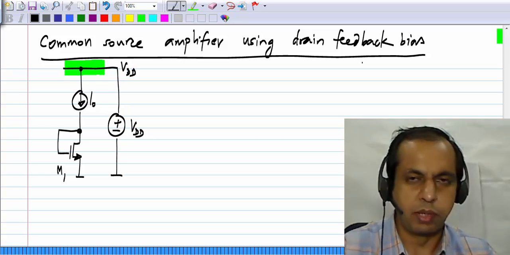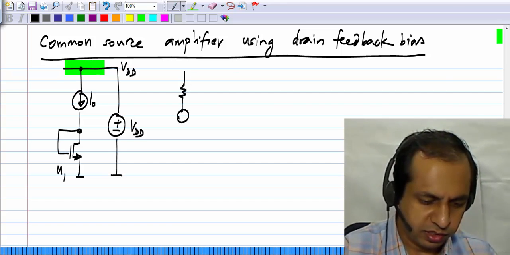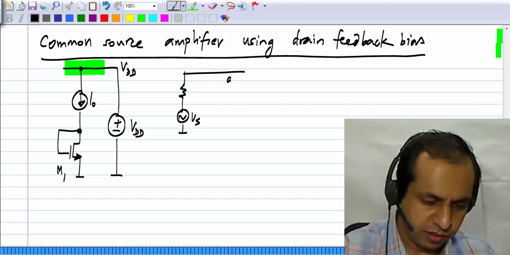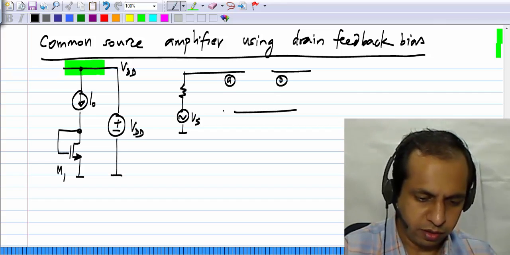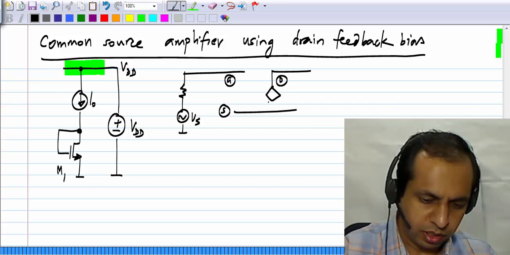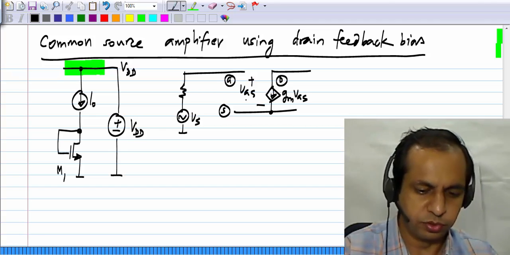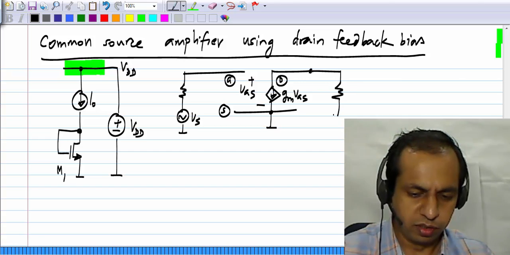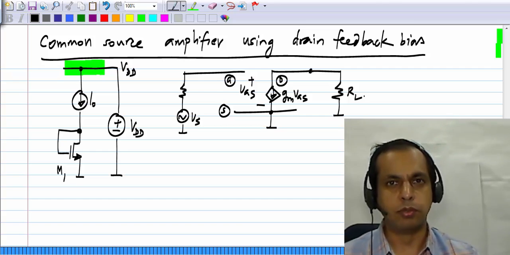Now, what is the common source amplifier? Common source amplifier is one where I have a signal source and I have my transistor, gate, drain and source, and this is the control source inside the transistor, gm VGS, where VGS is the gate source voltage. The source is grounded and the load is connected between drain and ground. This is the essence of the common source amplifier.